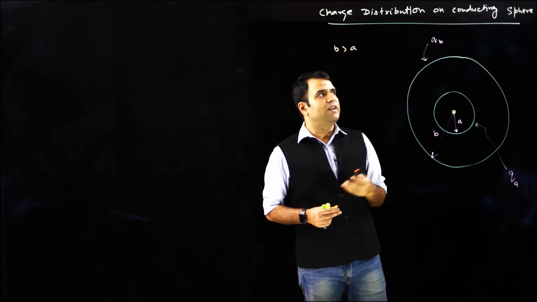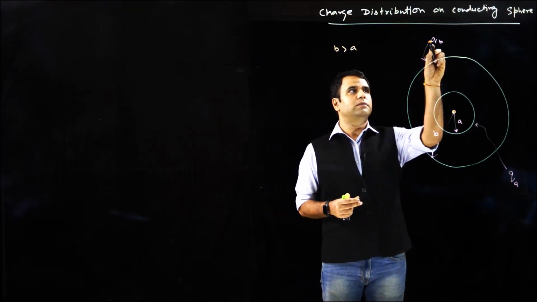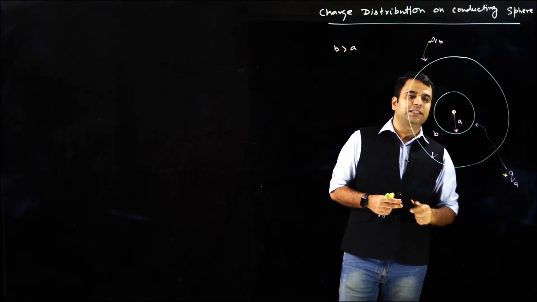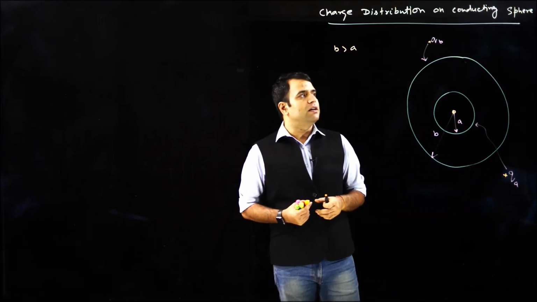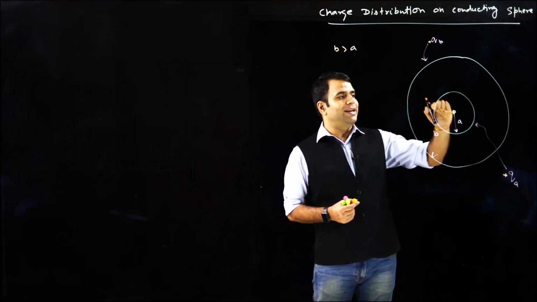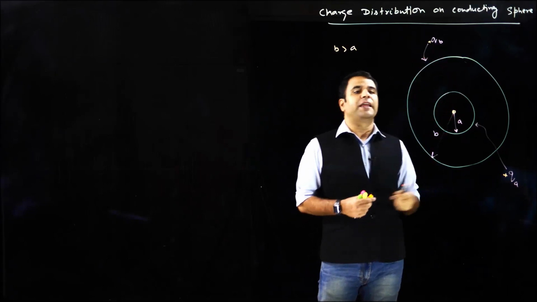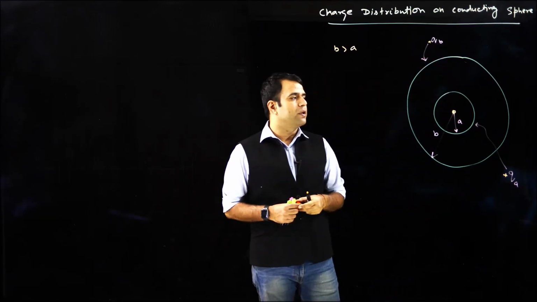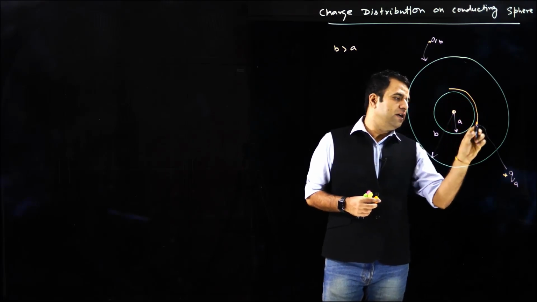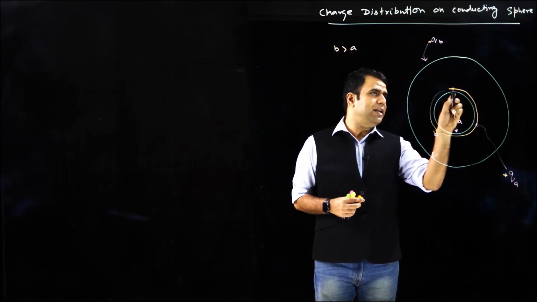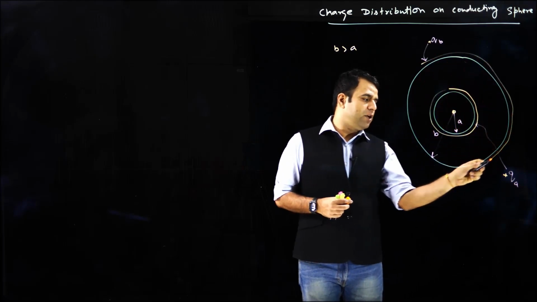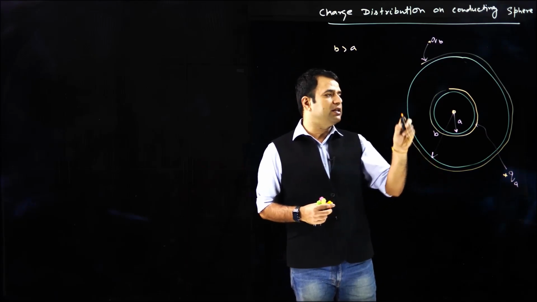Now to the outer shell we have provided the charge QB, positive QB charge, and to the inner shell we have provided the charge plus QA. Now we want to see how this charge QA and QB will get distributed over the inner and outer surfaces of these shells. So let's have some thickness actually. This is your inner shell and this is your outer shell. I've made some thickness because later on I'll be making a Gaussian surface within this shell.